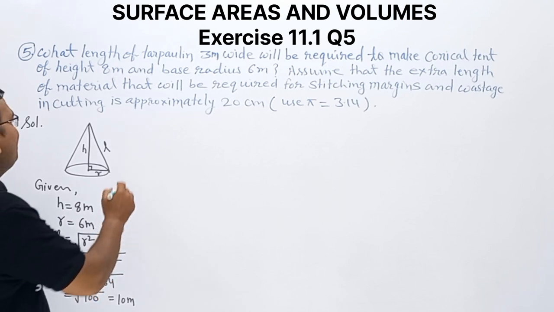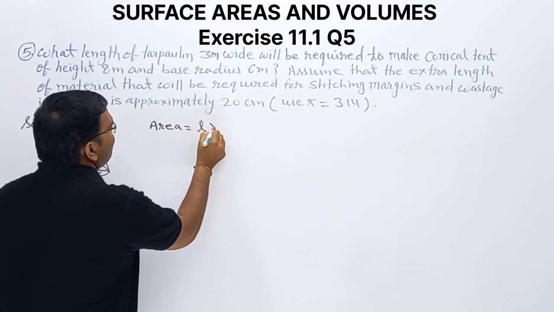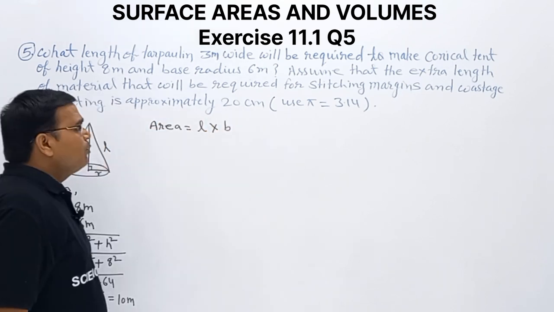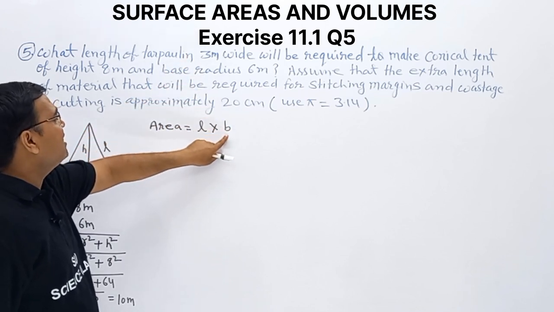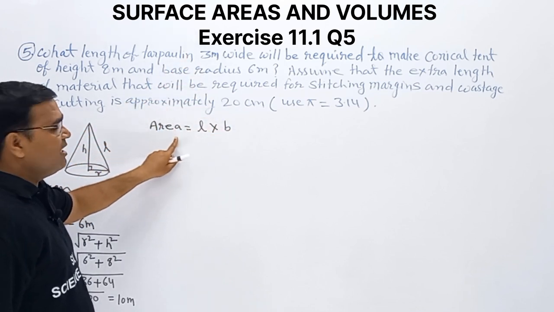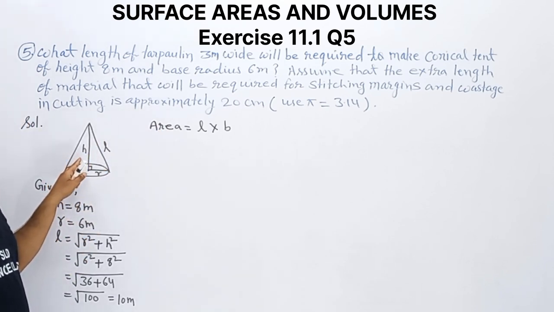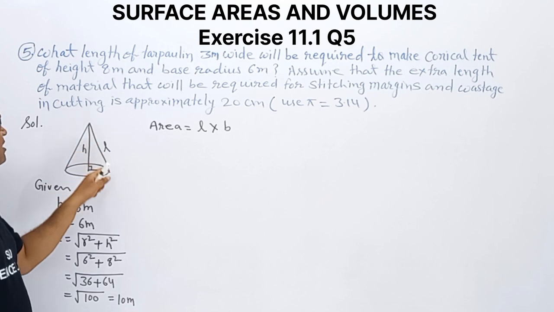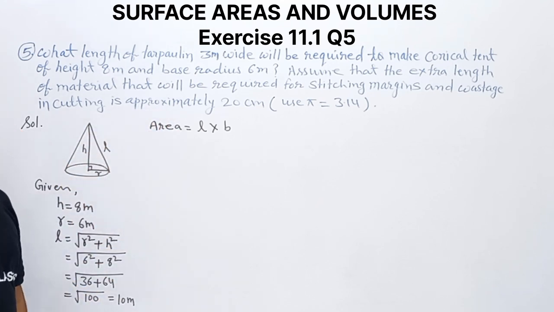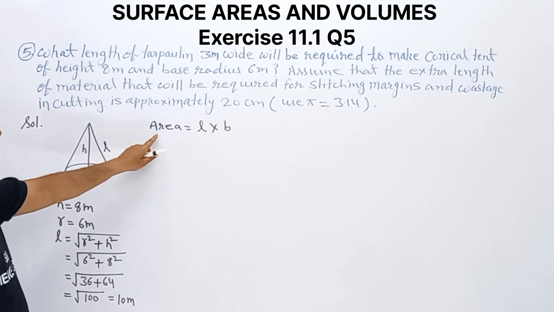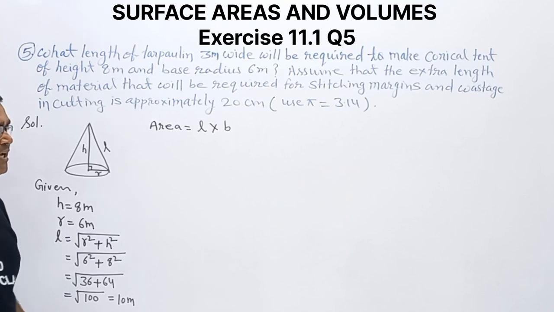We know well area equal to length into breadth. Breadth means width. Width we are having. We don't have the area, but by using the formula of curved surface area of cone, we can find the area. So for finding area, we require a formula.